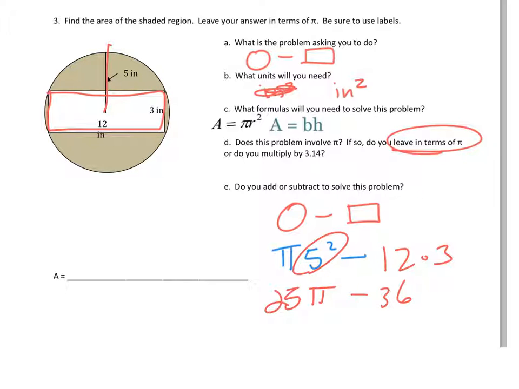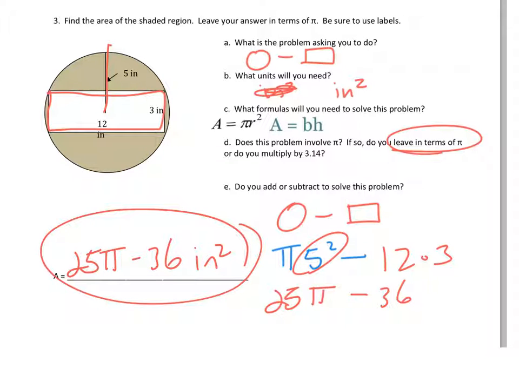Again, you do not combine them as some weird thing. Only if we had pi on this one, then we could actually subtract, but we don't. So we're going to have 25 pi minus 36. And this, in this case, again, is inches squared for the label. And that's it. That's where you stop.